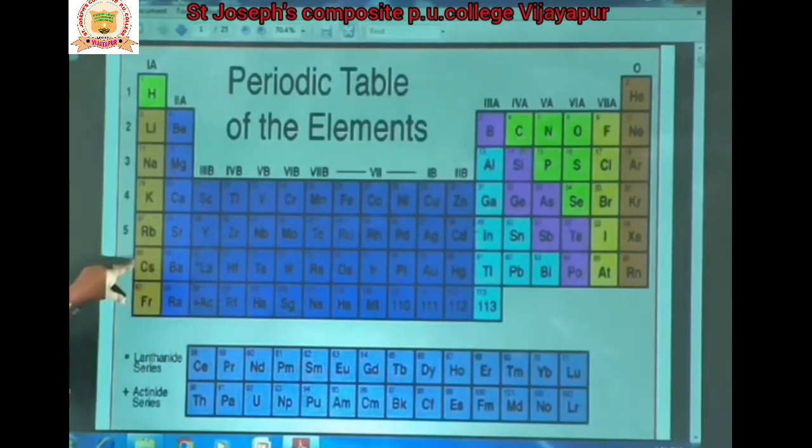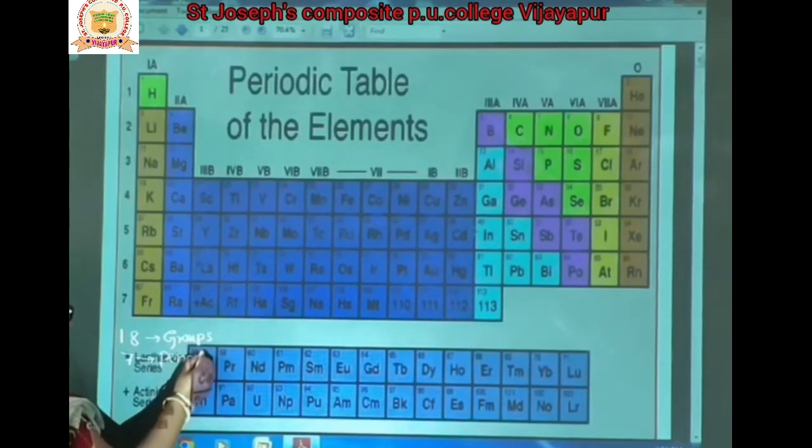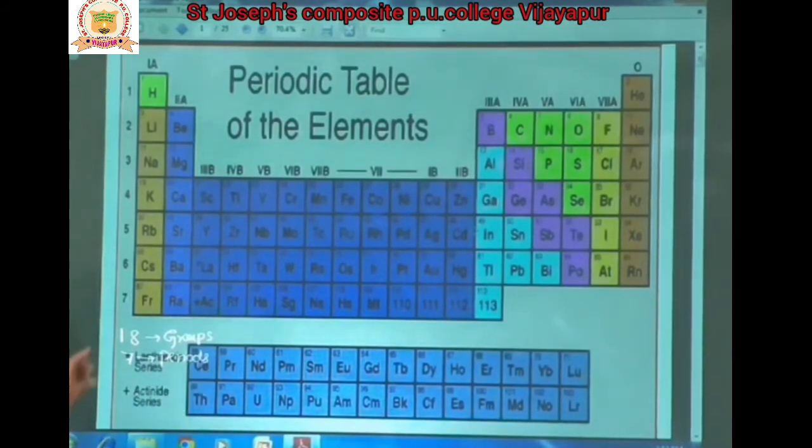Then let us come to S block elements. First, groups. What are groups? Vertical columns. There are totally 18 vertical columns, and these 18 vertical columns we call groups. And there are 7 horizontal rows, and these 7 horizontal rows we call periods.